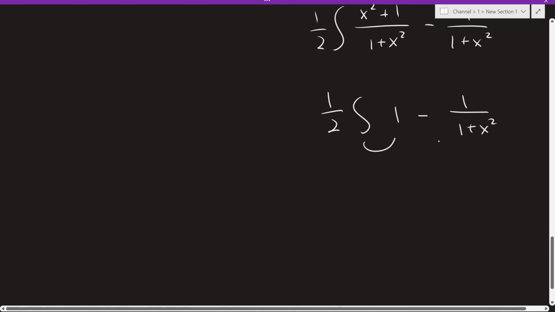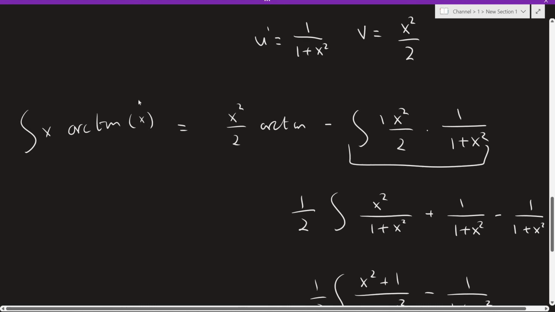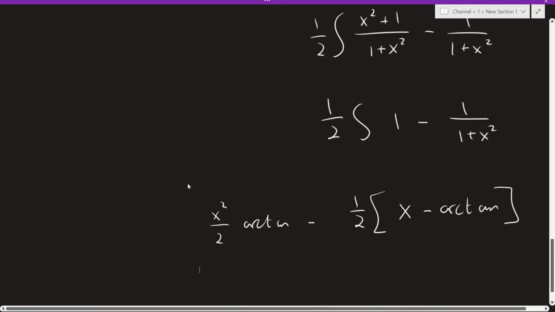All right, now we have to integrate each. The integration of 1 is just x, while the integration of 1 over 1 plus x squared, you should open your eyes on this one. This is arctangent, since the derivative of arctangent is 1 over 1 plus x squared. All right, now let's put this back in the formula. Just copy this here. Don't forget the negative again, it might change the answer. So just don't forget the plus c here. All right. Next question.